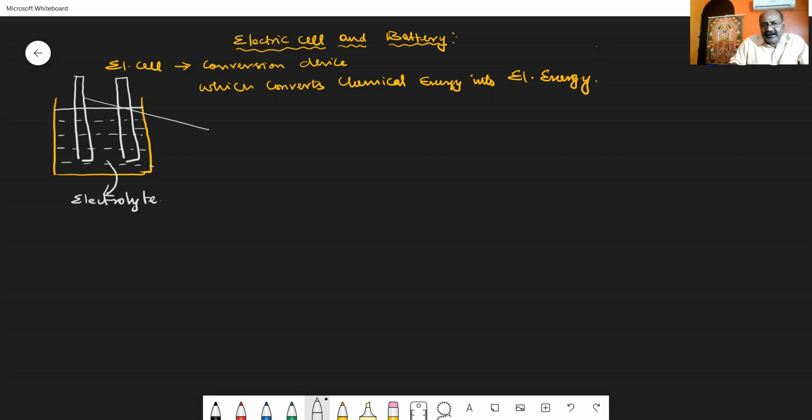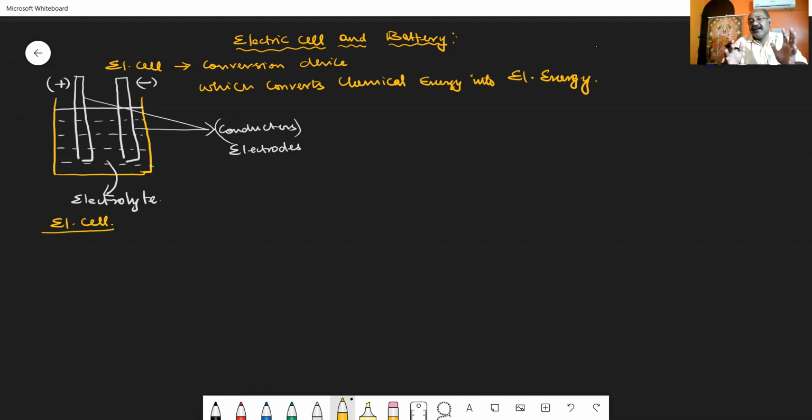Then we are having two conductors or two rods. Generally, the two rods or conductors are called electrodes. Electrodes mean conductors through which current enters and leaves the cell. Of the two electrodes, one is taken to be the positive electrode, and the other we call the negative electrode. This arrangement is called an electric cell.